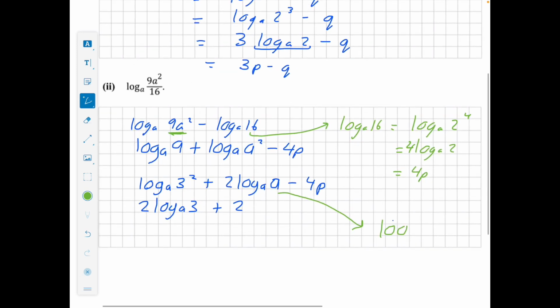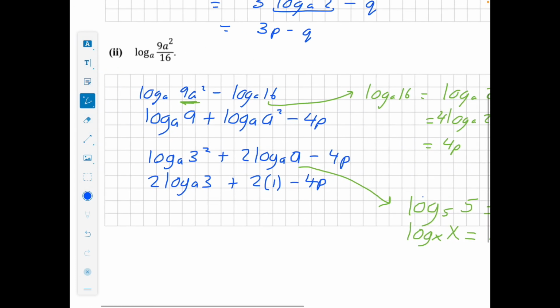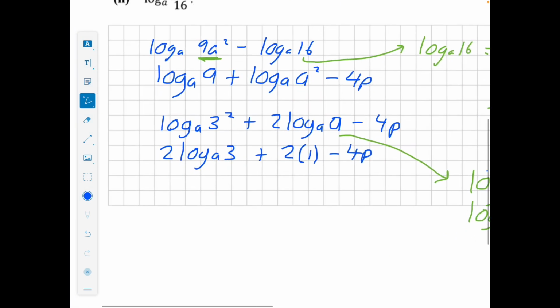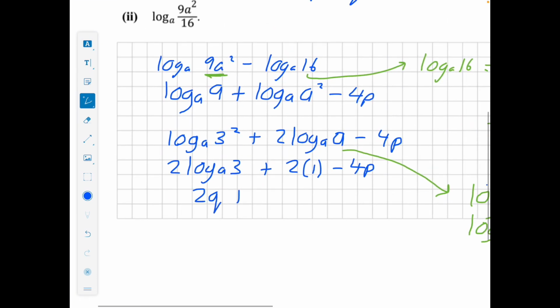Now, just a little side note here, okay, so this is a handy rule to be able to know. If you have log, I'm just going to pick a random number here, log to base 5 of 5, that's equal to 1. If you have log to base x of x, that's just equal to 1 as well. So if your base and the part in the log are the same thing, your answer is always 1. So log to base a of a is just going to be 1. Minus 4p.